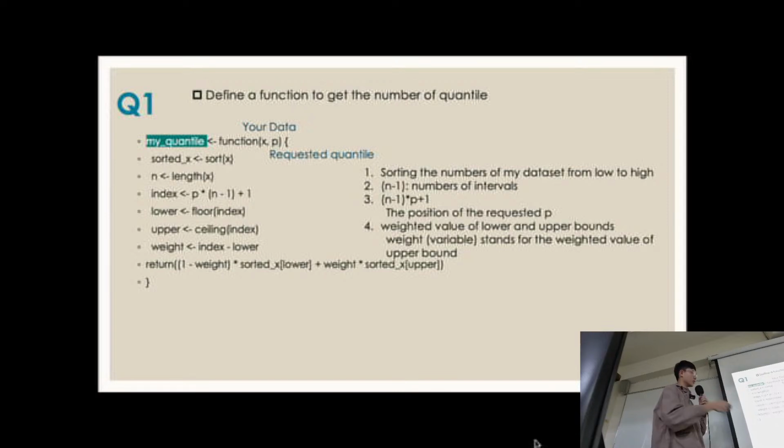What we also need to know is the lower and the upper bound of the index with its position. After doing this, I also calculate the weight of these two bounds, and the weight means the weight value of the upper bound. So I finally return this value: 1 minus weight is the lower bound weight, times the value of the lower, plus the weight times the upper bound.